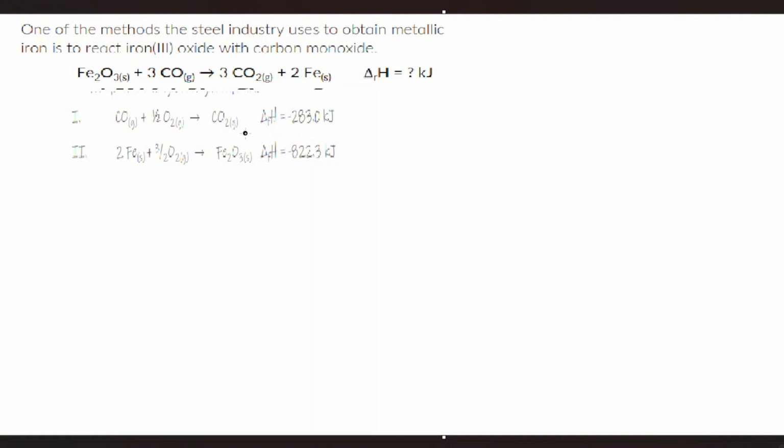We're going to multiply this entire thing by 3, giving us 3 CO, 3/2 oxygen, and 3 carbon dioxide. And then you have to multiply this enthalpy right here by 3, which is going to give you negative 849 kilojoules. Okay, perfect.